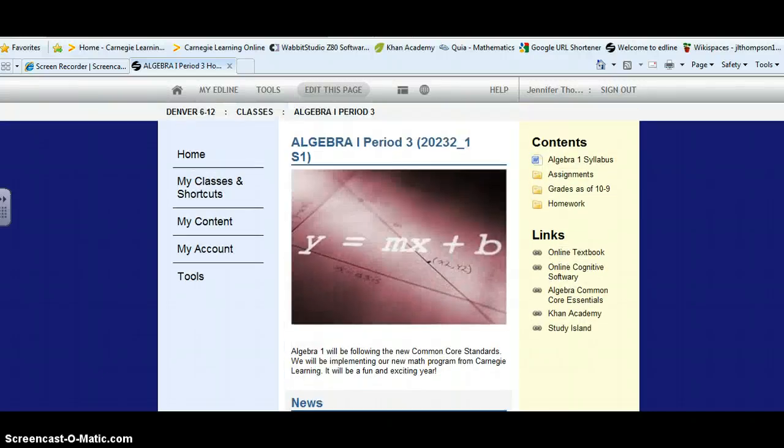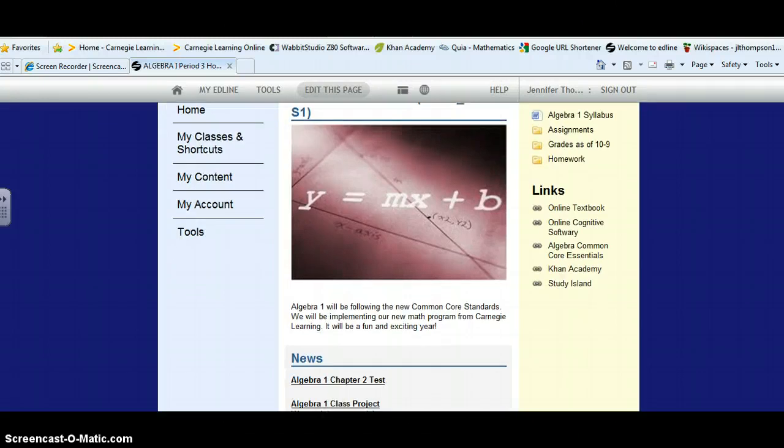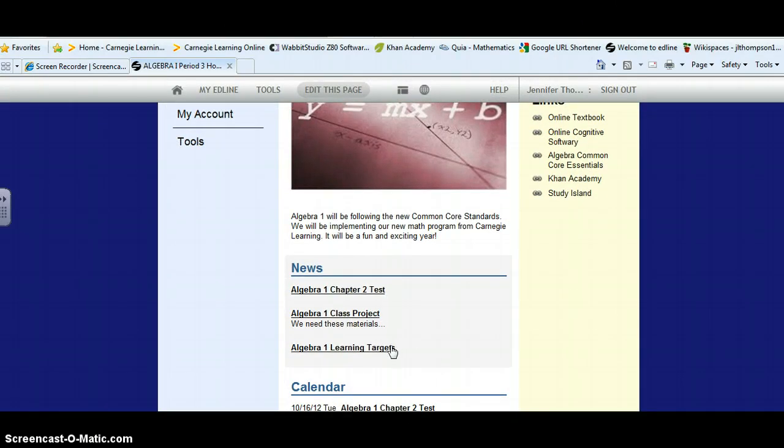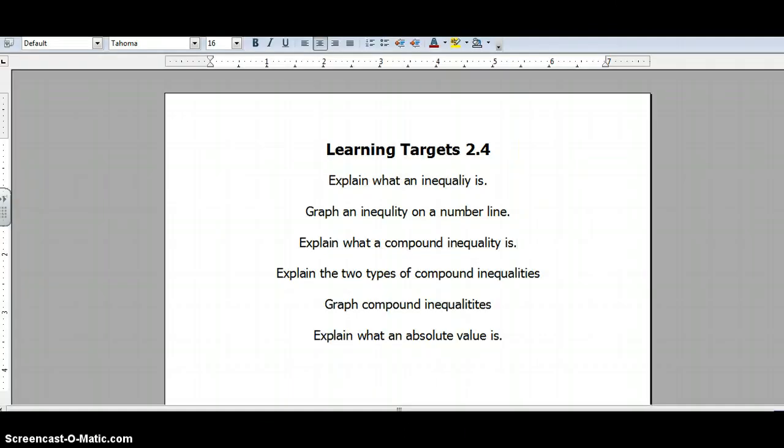Okay, so tomorrow you have a test. My first suggestion for getting ready for that would be to go to your headline page. If you go down to news, double click on learning targets, and that will bring up this document. For your test tomorrow, you should be able to explain what an inequality is.